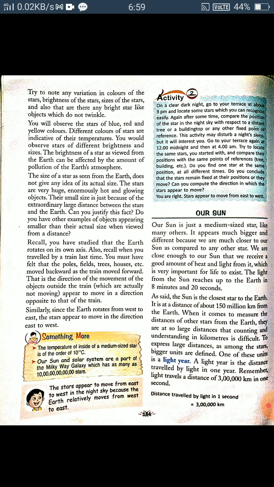Similarly, since the earth rotates from west to east, the stars appear to move in the direction east to west. The stars appear to move from east to west in the night sky because the earth relatively moves from west to east.